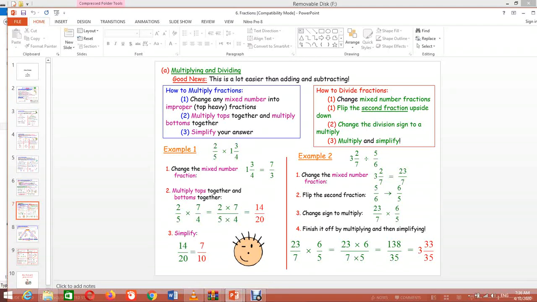Then 138 minus 105 will be left with 33. So 138 divided by 35 is equal to 3 whole number 33 over 35.